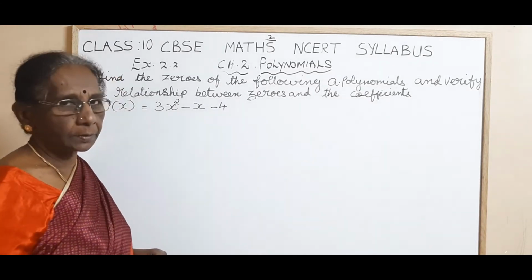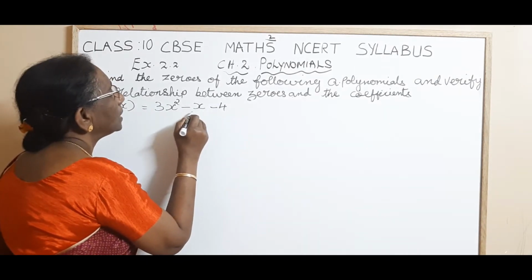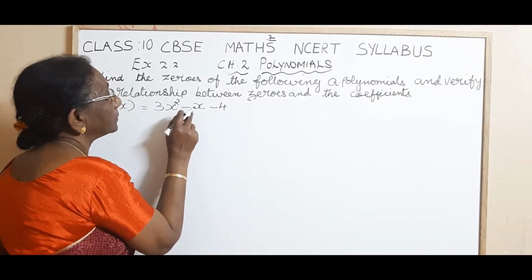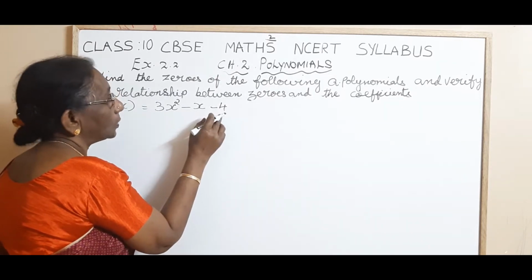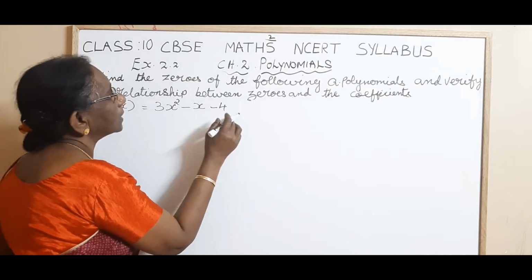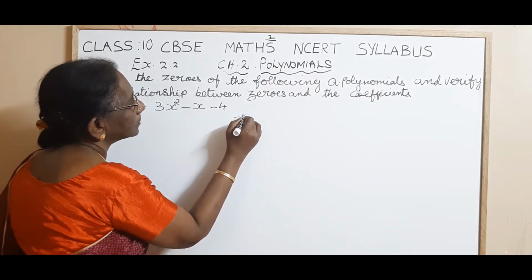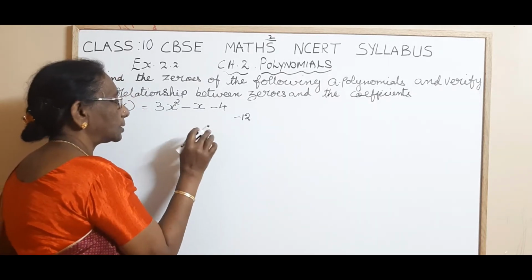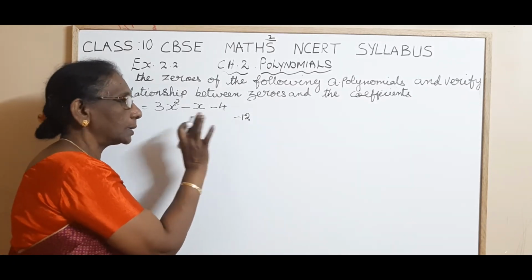So you have to split as usual, splitting the middle term. Here b, the coefficient of x, is minus 1, and a is equal to 3, c is equal to minus 4. So the product of a and c should be minus 12. Now you have to find two numbers in such a way that when you add you get minus 1 and when you multiply you get minus 12.